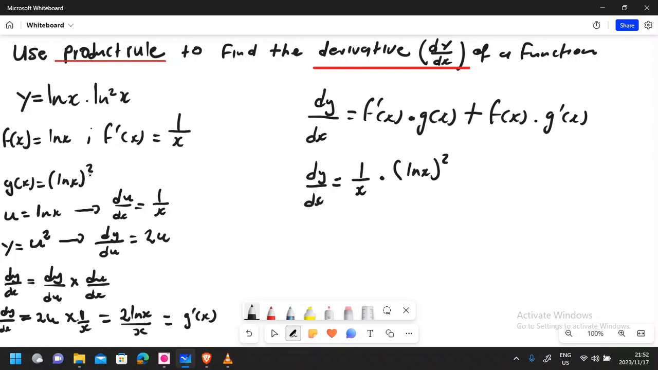Just make sure that you understand what's happening. This one, the natural log x and then close bracket squared, is the same as natural log squared x. It's the same thing, guys. Please don't get confused. Now we say plus.